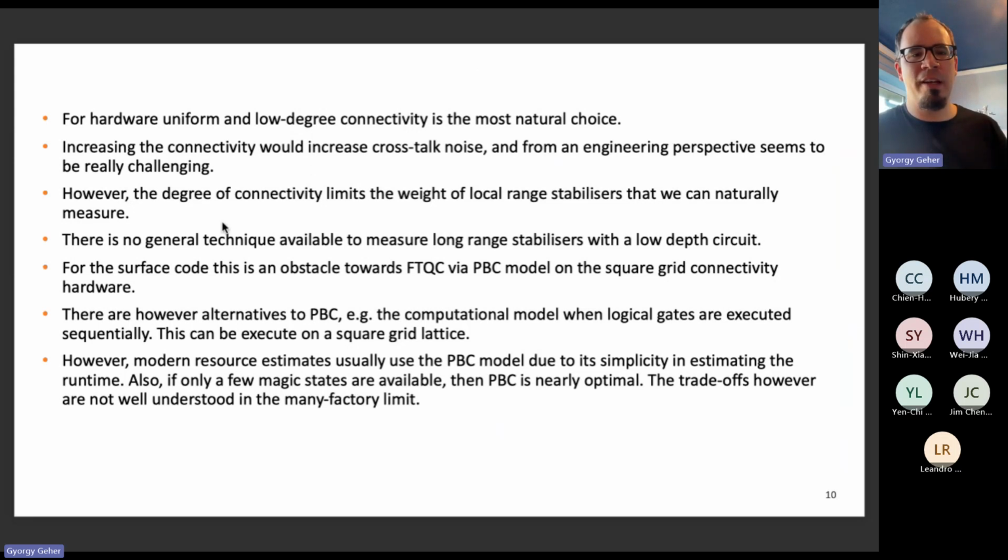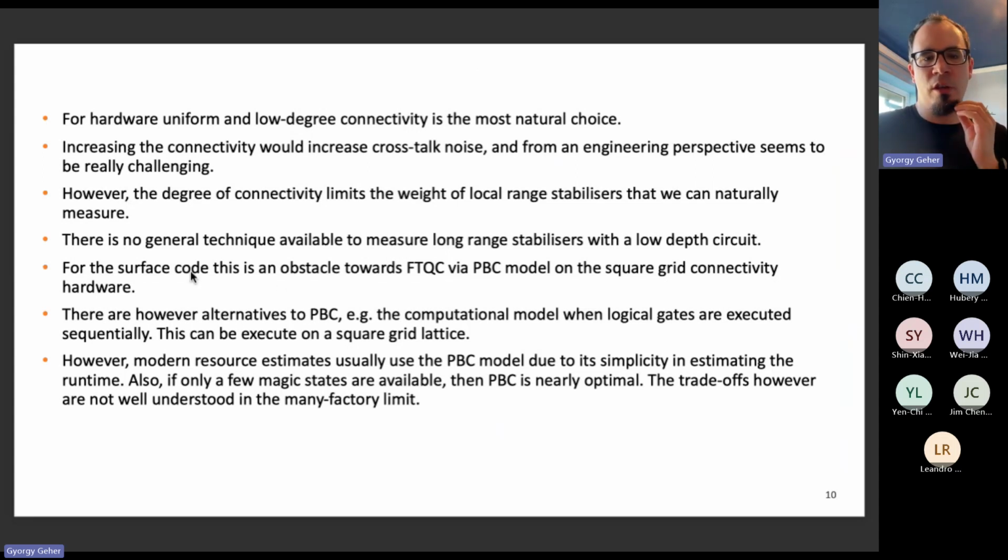And obviously, if we have a degree 4 connectivity device like the square grid, that naturally limits the weight of stabilizers which we can measure locally. By locally, I always mean that we have one auxiliary qubit we can allocate for a stabilizer, which is connected to it. So on a square grid, this weight is maximum 4. And in general, there didn't seem to be a general technique available to measure long-range stabilizers, like the elongated rectangles on a square grid connectivity device or the twist defects. So this was our motivation, and this is what I will explain in the next few slides, how we can achieve this by violating the scheduling condition.